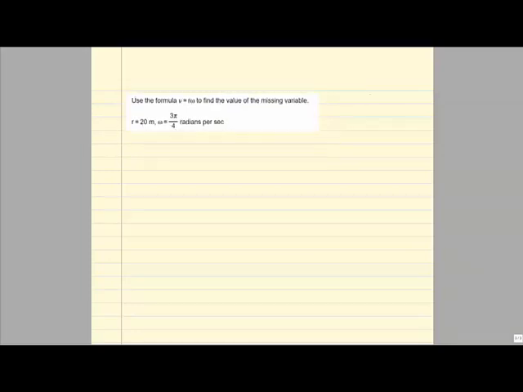Okay, so they give us another formula here. They give us V equals R omega. So here, I don't see that we have a V. We are given an R is 20 meters. And omega is 3 pi over 4 radians per second. Okay, so I'm kind of curious what's going to happen with our units on this one. So let's double check those.